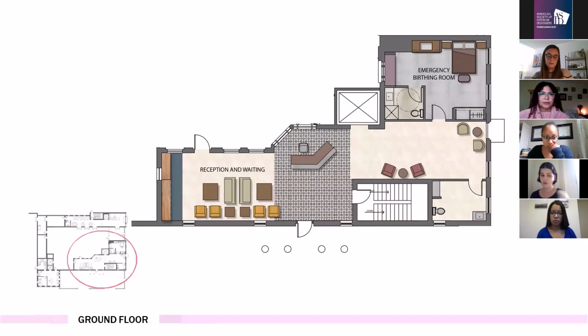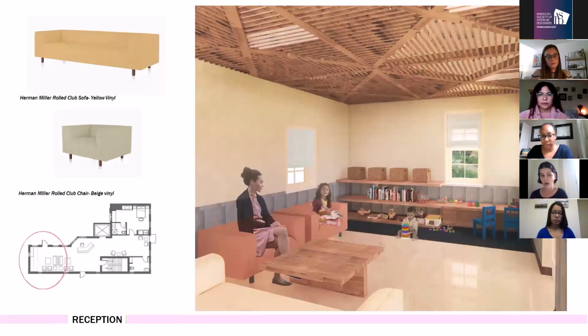And then coming over into the birthing building now, this is what the ground floor of that building would look like. So we have reception and waiting area, as well as what I call an emergency birthing room. So in the event that you have a planned birth at this birthing center, but the baby is coming and you need to go in quickly, you just go straight through on the first floor. And this is what the reception area would look like.